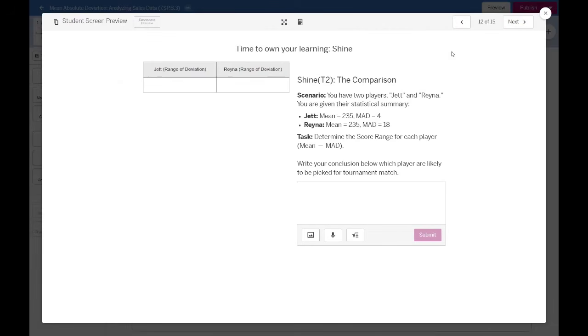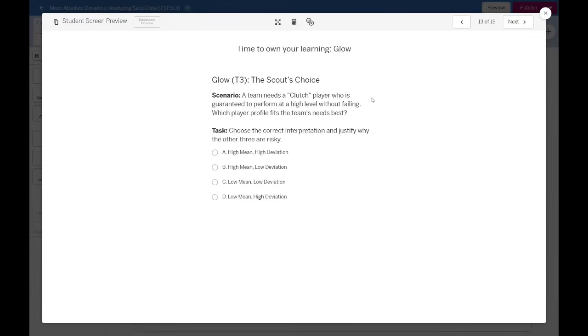Also, we have the Shine. Tier 2, you have 2 players, Jet and Reina. Your task is to determine the score range for each player and write your conclusion below on which player is likely to be picked for the tournament match. Also, we have the Glow. Here you're going to be a scout where your team needs a clutch player who is guaranteed to perform at a high level without failing. Choose the best answer and explain or justify why the other 3 are risky.